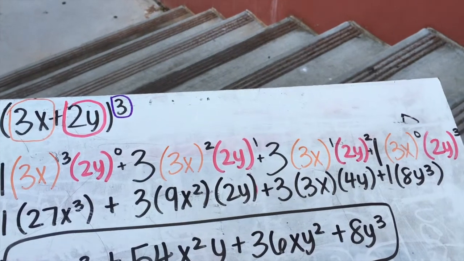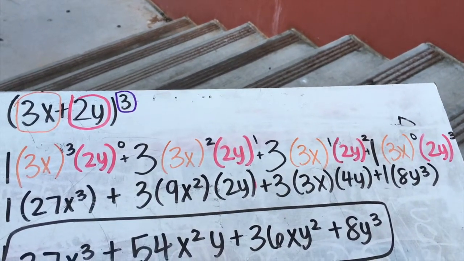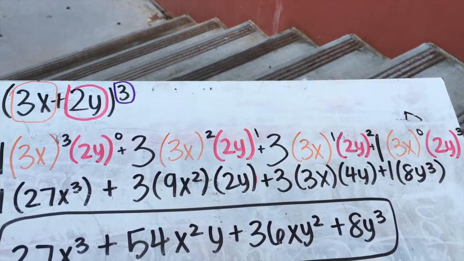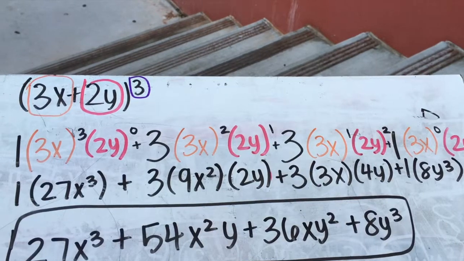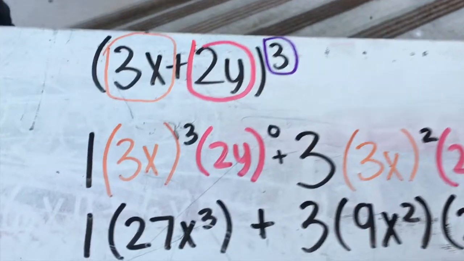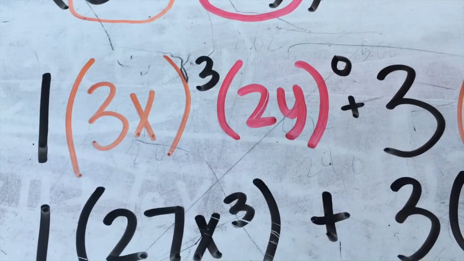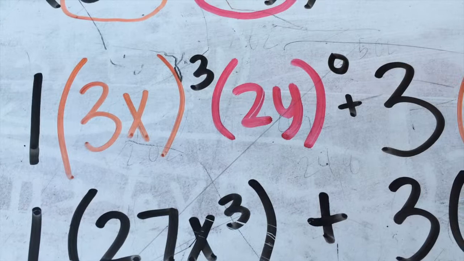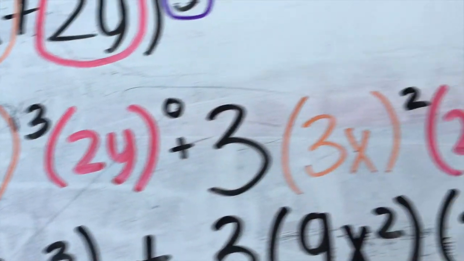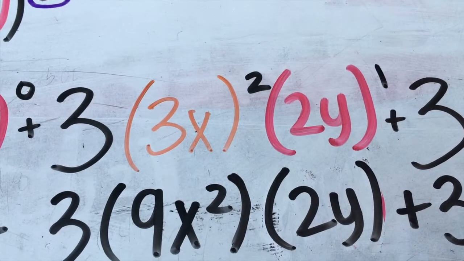And then you take 3x and you put it behind every number, with the powers going down, so it's 3, 2, 1, 0. And then you do the same for 2y, but you go the opposite way. So instead of going 3, 2, 1, 0, it goes 0, 1, 2, 3, which are the powers of the numbers.